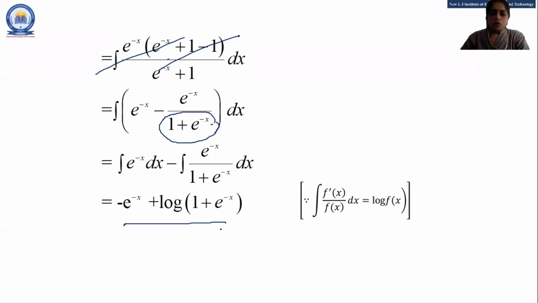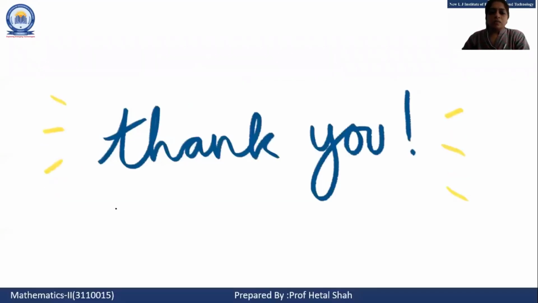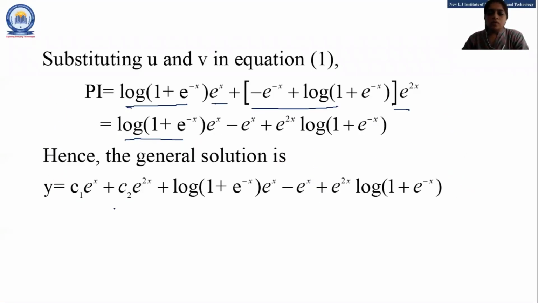As you all know, after substituting the value of u and v in equation 1, so PI is u into y1 and v into y2, right? So after simplification, this is our final PI. Hence, the general solution is CF plus PI, right? So students, do you have any doubt about this variation of parameter method?